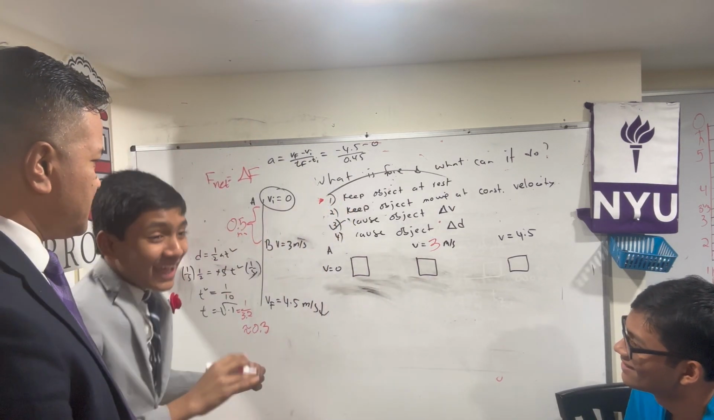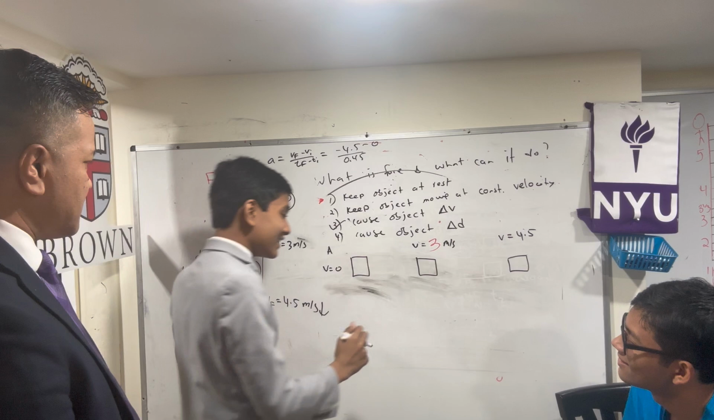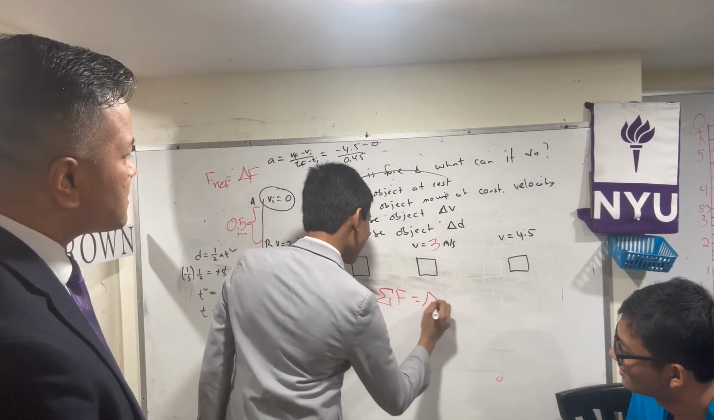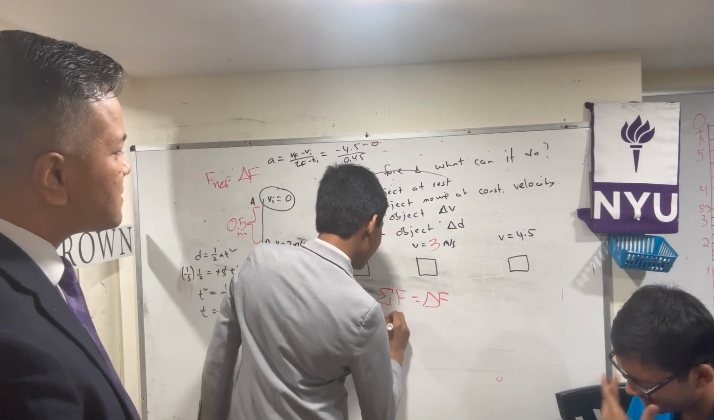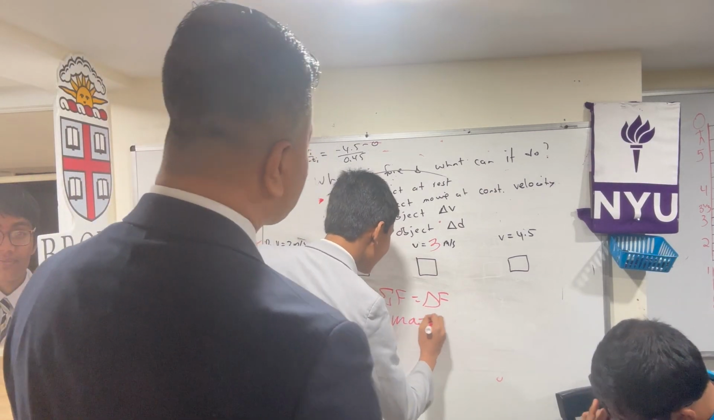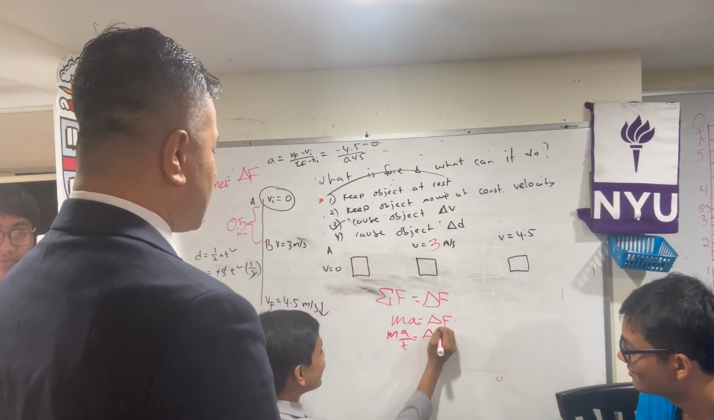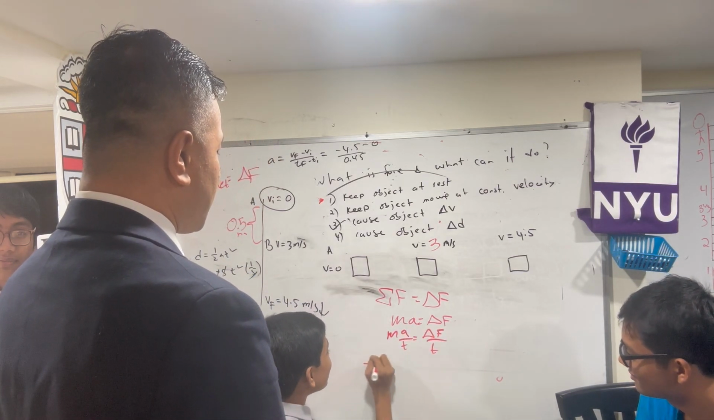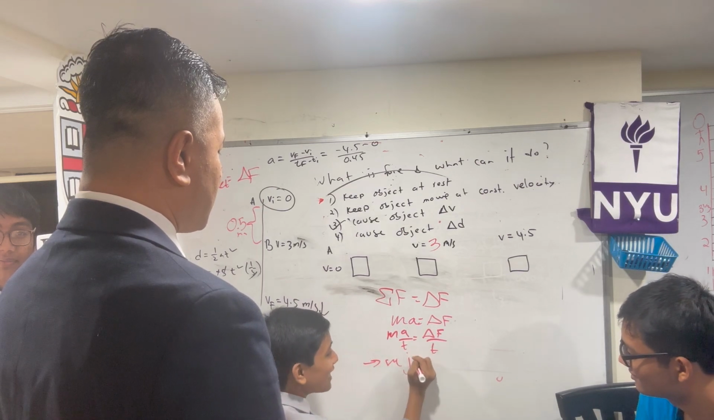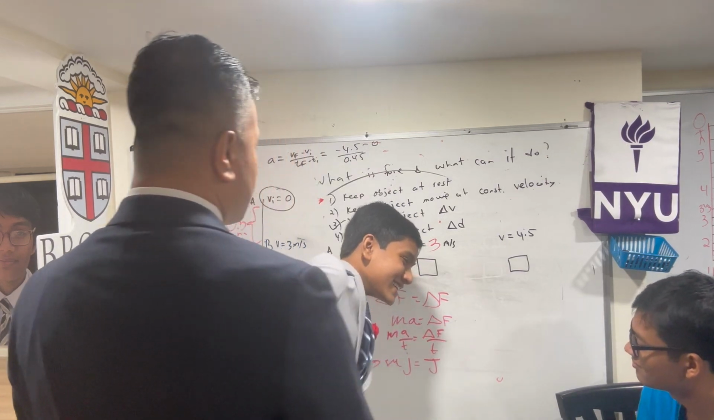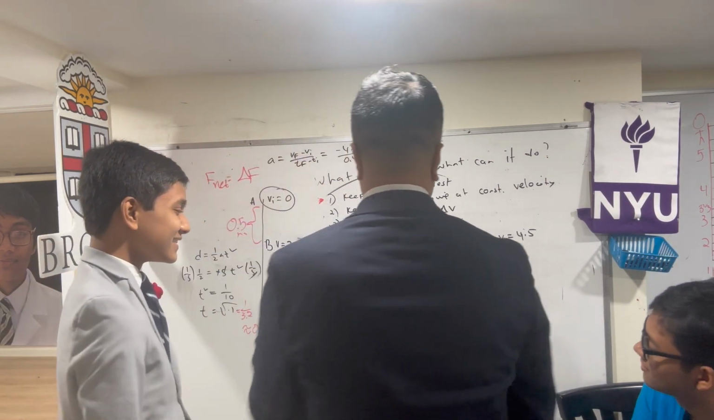Okay. And I have one more stunning conclusion to make. Since this is equal to this, and we know this is equal to MA, then clearly we have this, which means that M times jerk is equal to impulse. Okay. All right. Good.